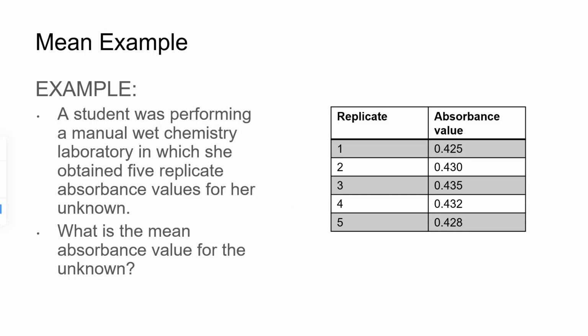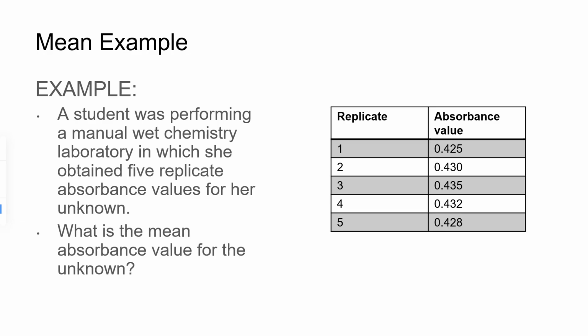So another example, a student was performing a manual wet chemistry laboratory in which she obtained 5 replicate absorbance values for her unknown. What is the absorbance value, or mean absorbance value, for the unknown? So these were repeat tests. So the first time she did it was this value, the second time, the third time, the fourth time, the fifth time. So all of these times, this is what her average was for each individual attempt.